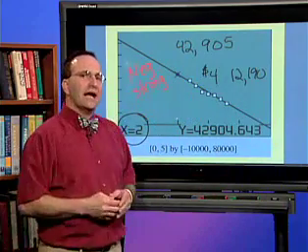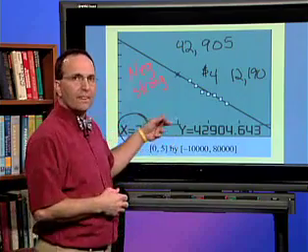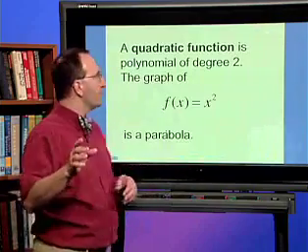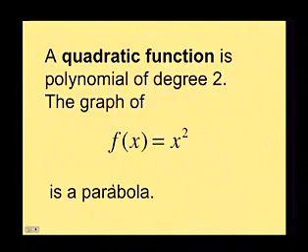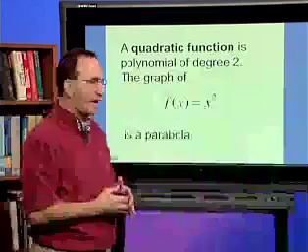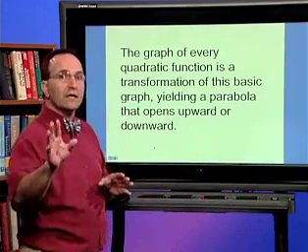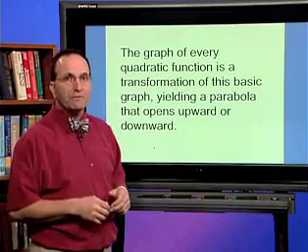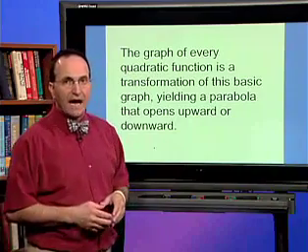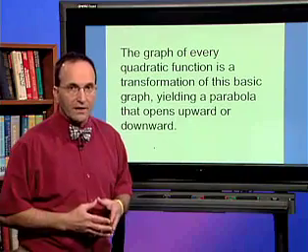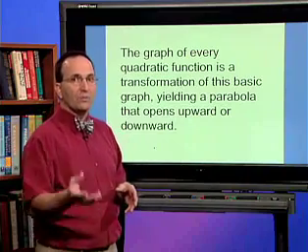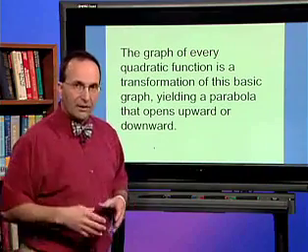Let's turn our attention now to quadratic functions. Quadratic functions are polynomials of degree 2, and the graph of f of x equals x squared is a parabola. And we've seen this a number of times. In fact, the graph of every quadratic function is a transformation of that basic graph f of x equals x squared, yielding a parabola that either opens upward or downward.